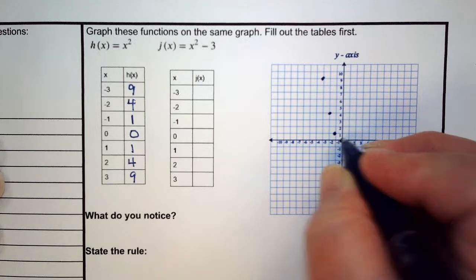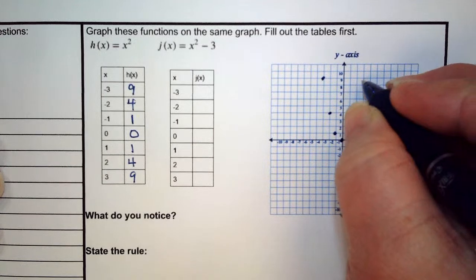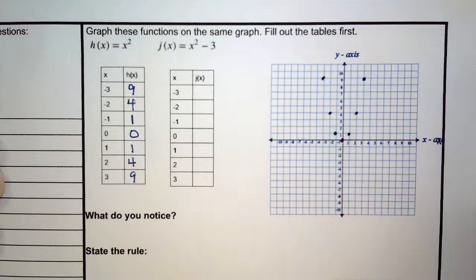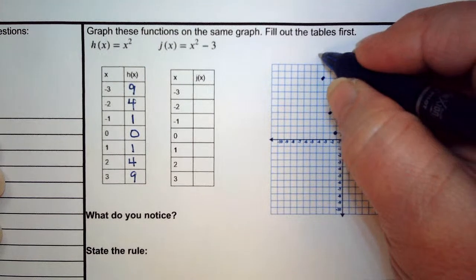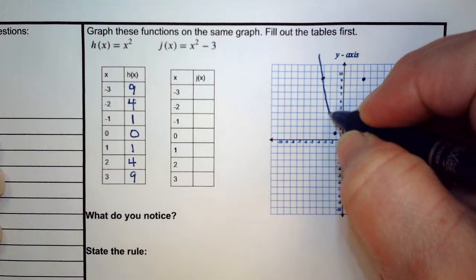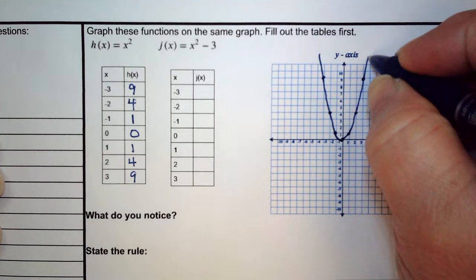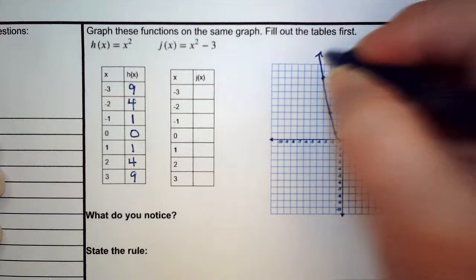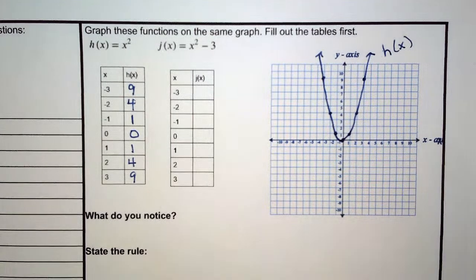Now these are going to be symmetric around the y-axis, so it makes it easier when we get ready to draw the graph. And this one is h evaluated with x. Okay, what happens if I subtract 3?